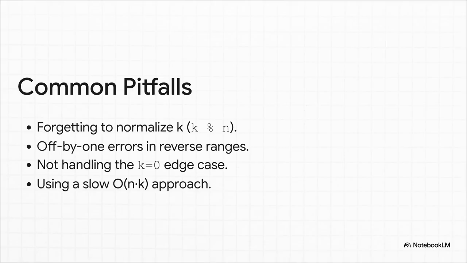And when you're coding this up, probably under a bit of pressure, just watch out for these common little traps. First, always remember to normalize k with the modulo. It's so easy to forget. Second, be so careful with your start and end indexes for the reversals. Off by 1 errors are the classic enemy here. Also, don't forget to think about edge cases, like what if k is 0? Nothing should happen, right?